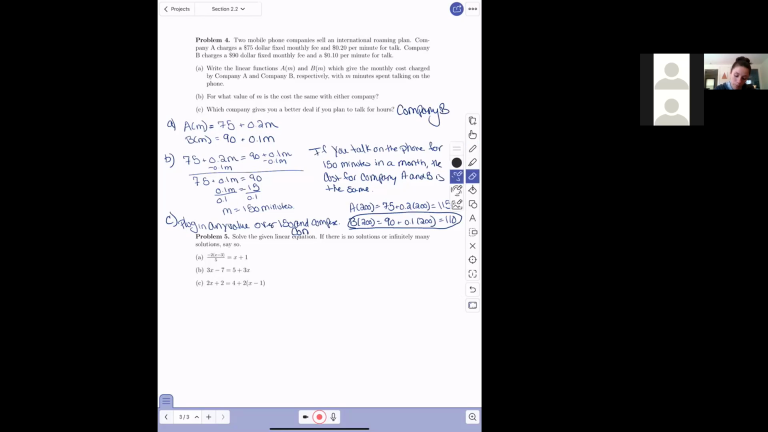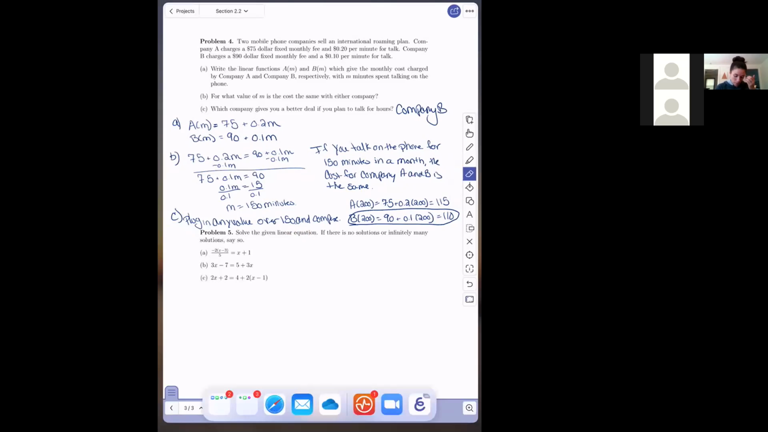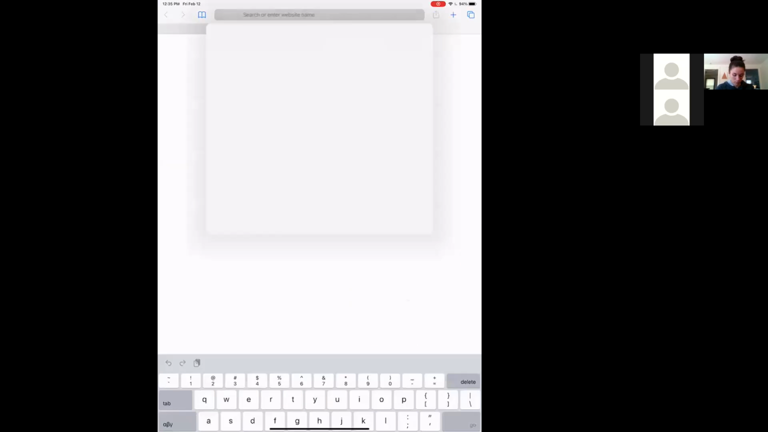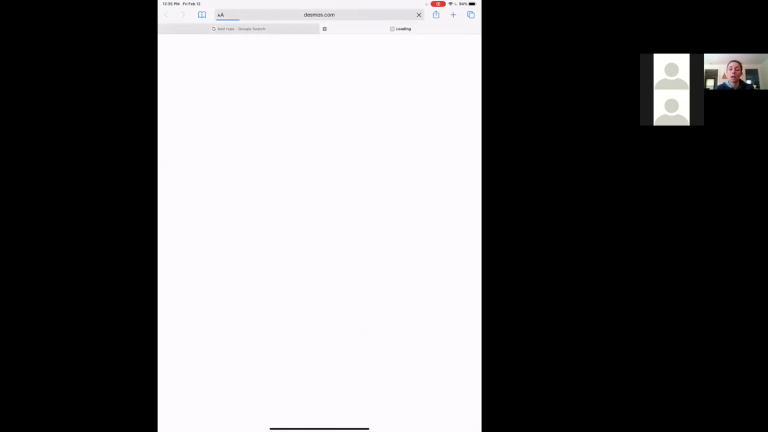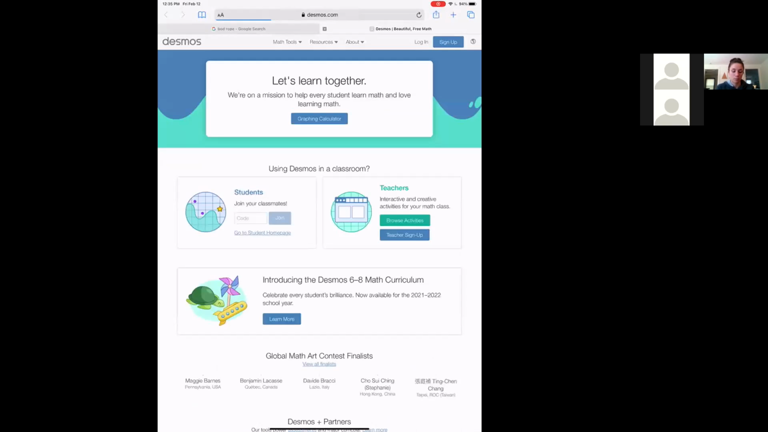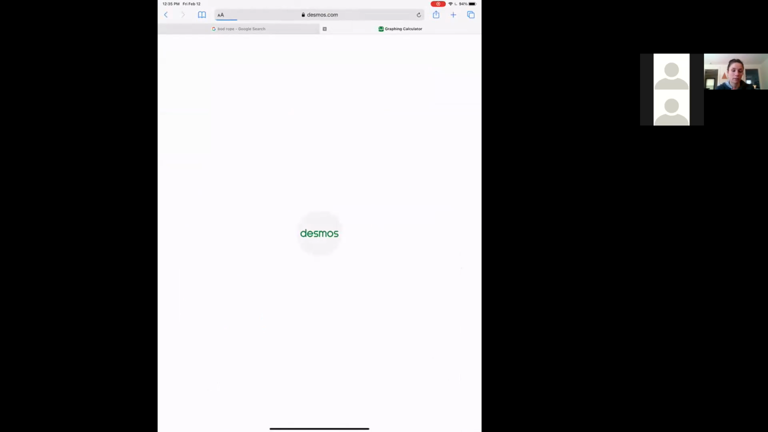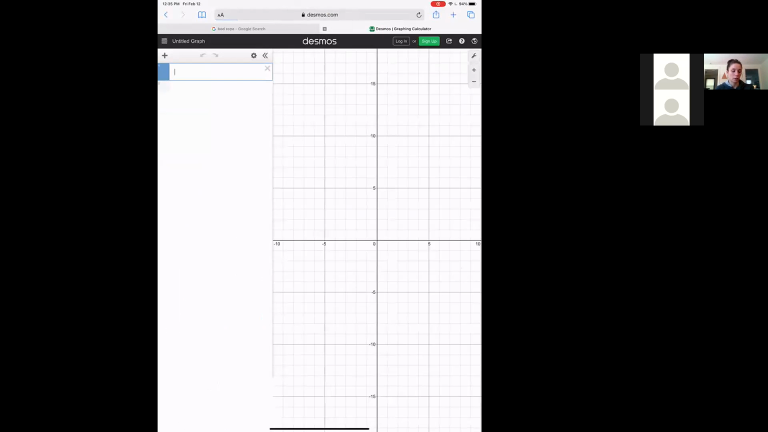Right back there. Okay. Another way you could look at it is by graphing it. You could use either a graphing calculator or Desmos. You just go to desmos.com, graphing calculator. Here you could plug in your functions.